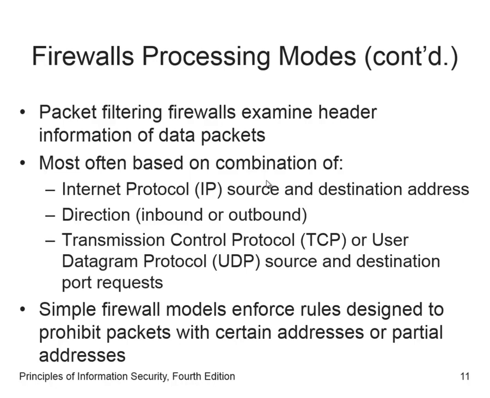Simple firewall models examine one aspect of the packet header, the destination and source address. They enforce address restrictions, rules designed to prohibit packets with certain addresses or partial addresses from passing through the device. They accomplish this through access control lists, which we talked about before, which are created and modified by the firewall administrators.